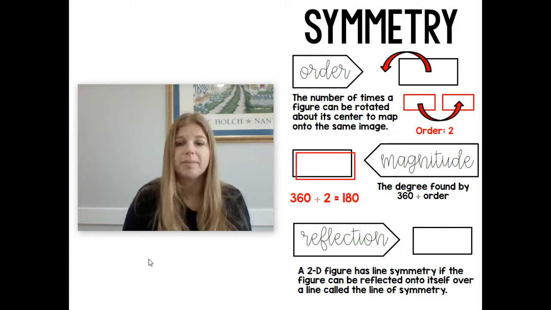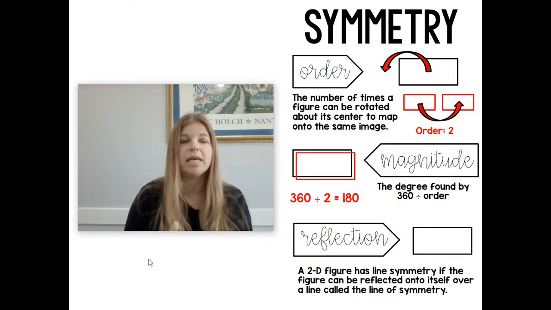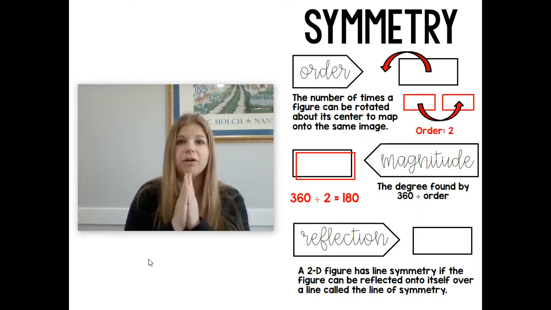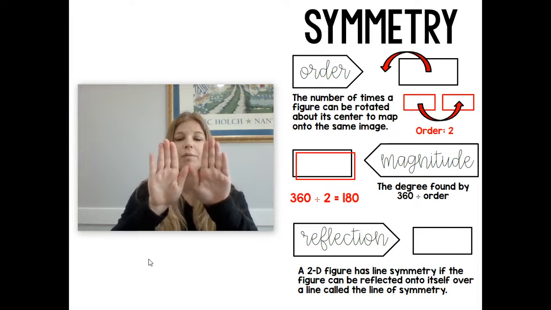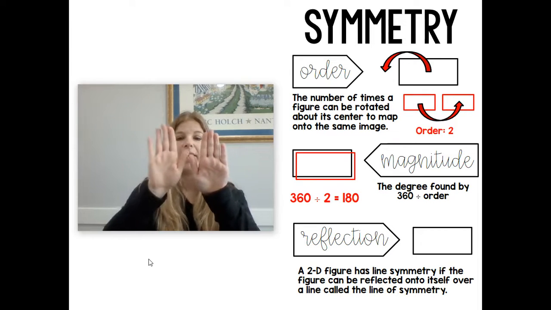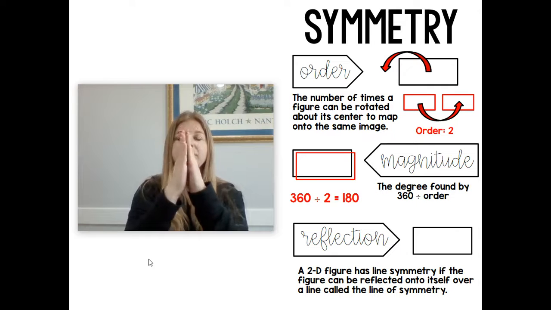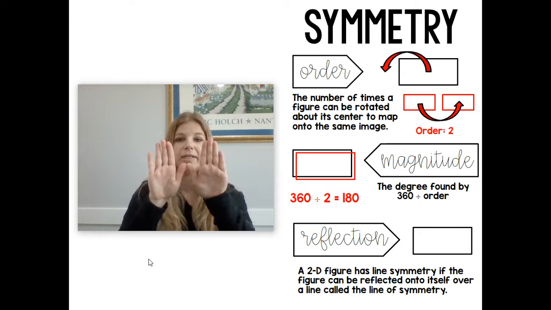Reflectional symmetry is about a line of symmetry down a figure in any form. It could be vertically, horizontally, diagonally, that when reflected, maps the figure onto itself. I always talk about my hands being like a reflection. If you could imagine a line down the center of my hands, that would be my line of symmetry because my hand perfectly reflects onto it.